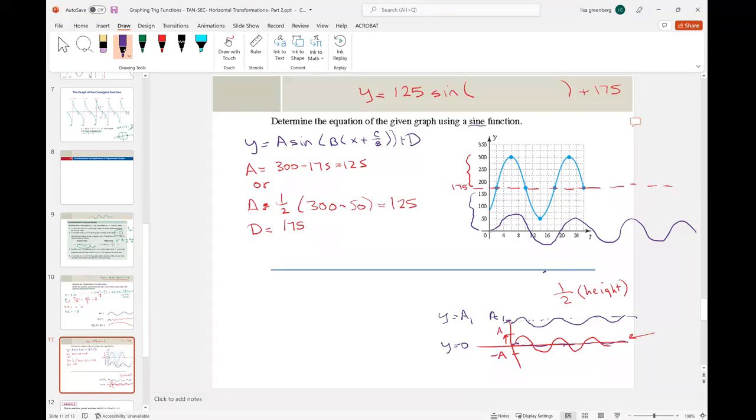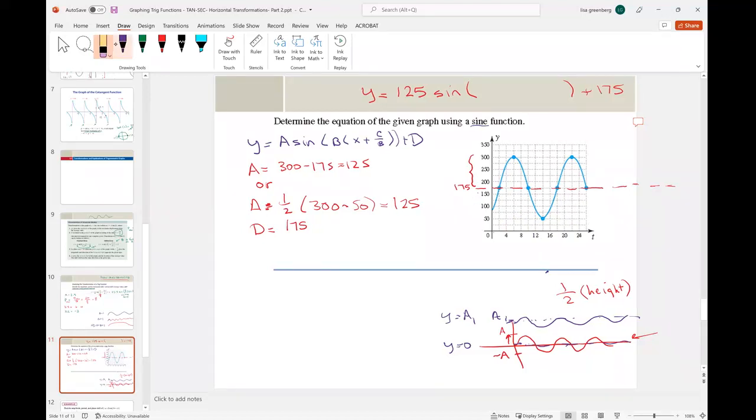Make sense? Okay, good. So that's our shift. Now the hard part, right?